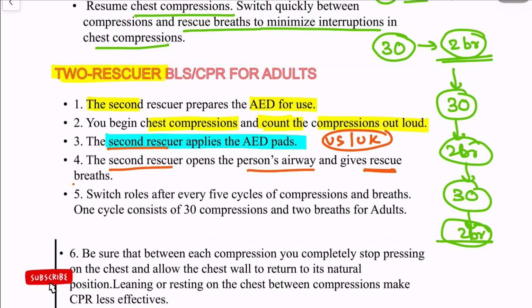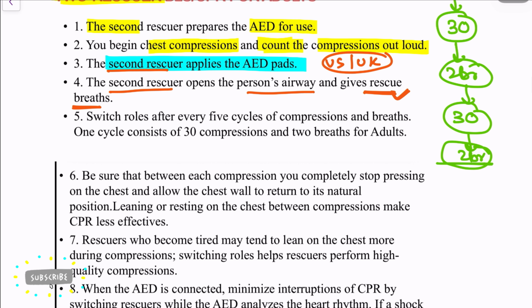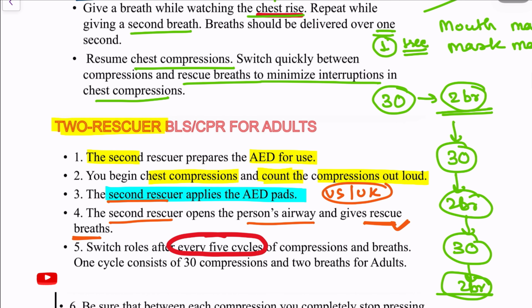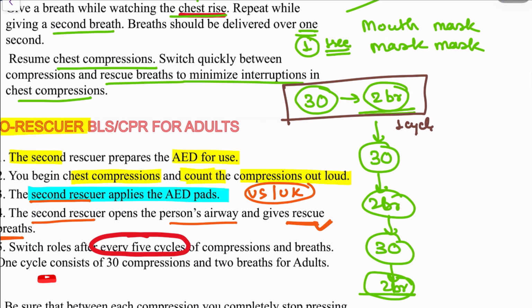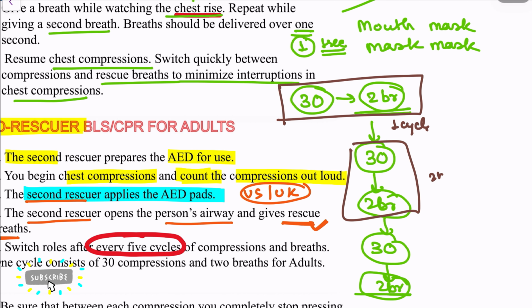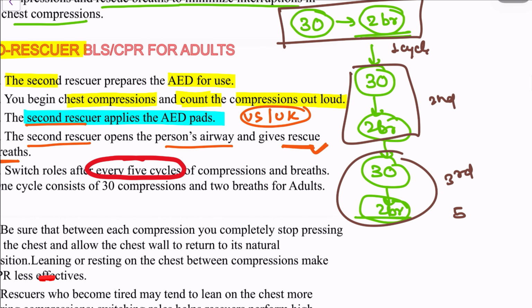If two persons are present, then you will continue with the chest compression and the second rescuer will give the rescue breaths. Switch the roles every 5 cycles. What do you mean by one cycle? These 30 chest compressions and two breaths are one cycle. Then this is the second cycle. Now this is the third cycle. Like this, there will be 5 cycles.